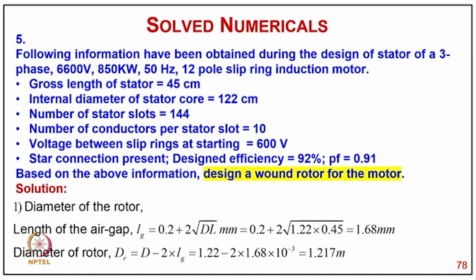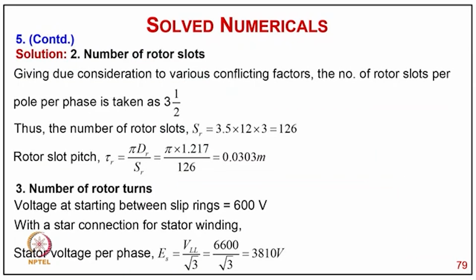So the length of the air gap, L g equals 0.2 to 1 D L, so it comes to 1.68 millimeter. So diameter of rotor is D r equals D minus 2 L g, it comes to 1.217 meter. Now coming to number of rotor slots, giving due consideration to various coefficient factors, the number of slots per pole per phase is taken as 3.5. Thus the number of rotor slots S R equals 3.5 into 12 into 3, 126, and rotor slot pitch comes tau r equals pi D r upon S R, so it comes 0.0303.